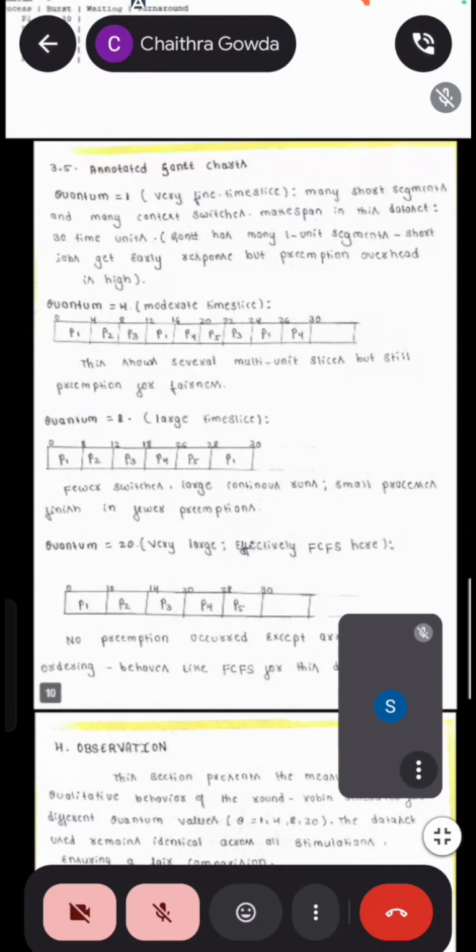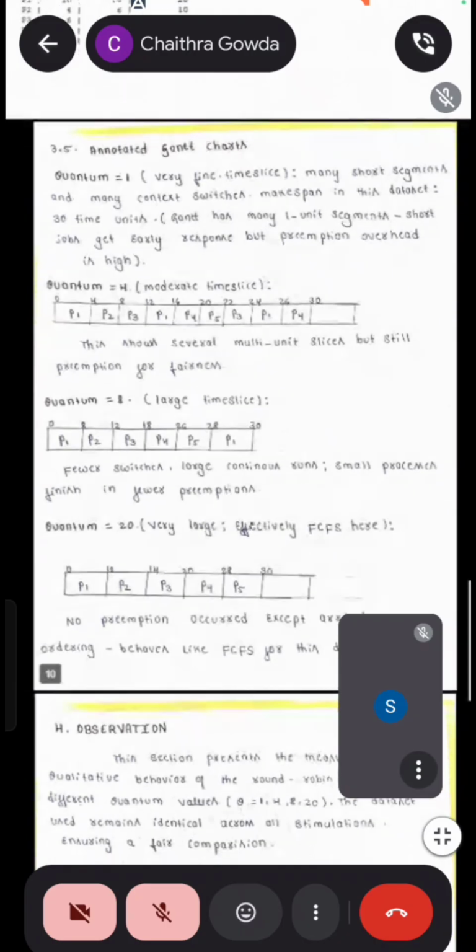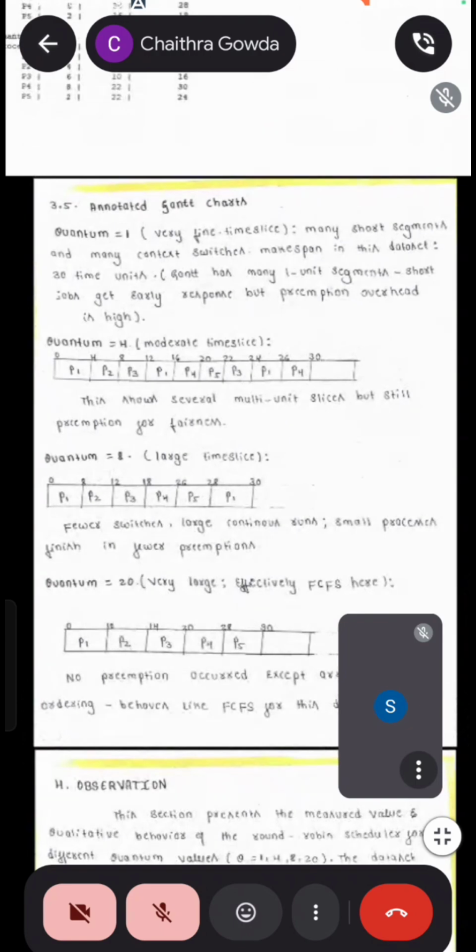Quantum is equal to 20. It is very large. First come first served, here no preemption occurred. The execution ordering behaves like FCFS for this.